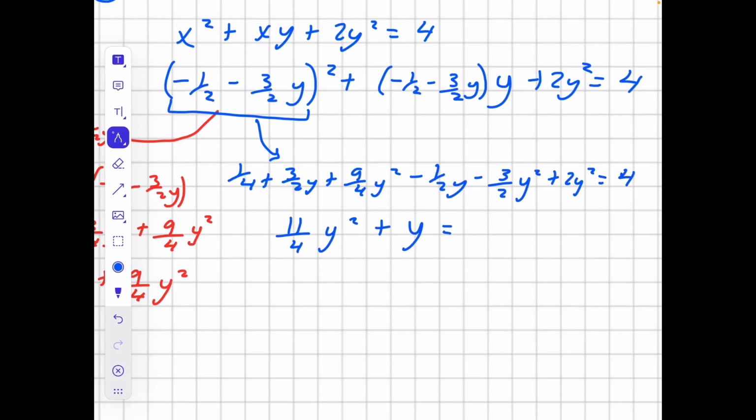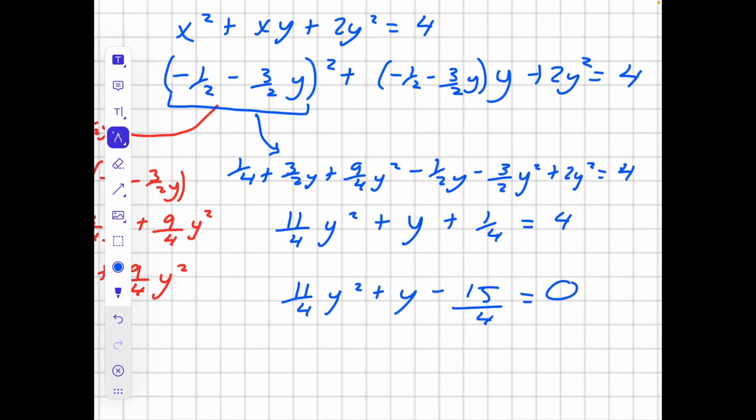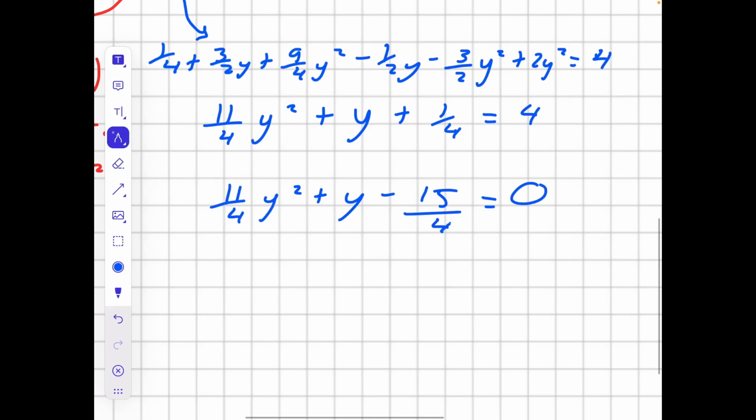Is equal to, and then the numbers. Alright, so the numbers I just have plus a quarter is equal to 4. For, we're going to end up using the minus b formula. For a quadratic, we need everything at the same side of the equal to sign. So it'll be 11 over 4 y squared plus y, 1 over 4 minus 4. I'll bring over that 4, it'll be minus 15 over 4 is equal to 0.